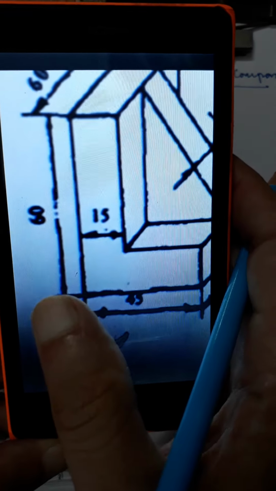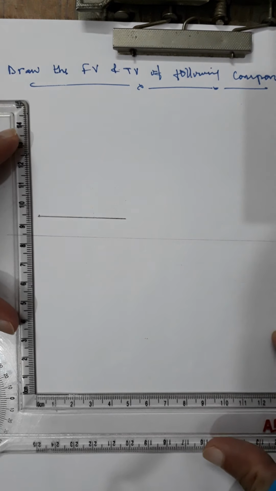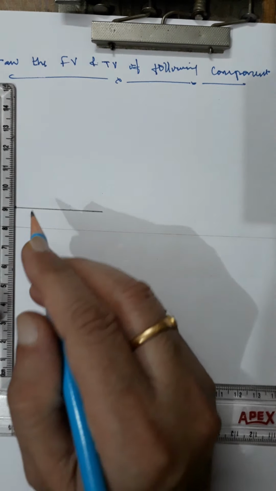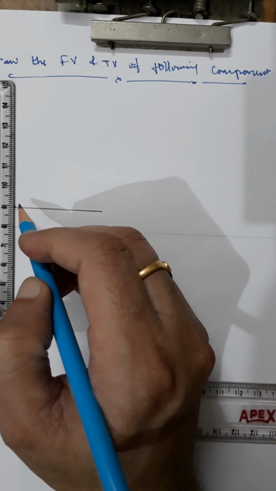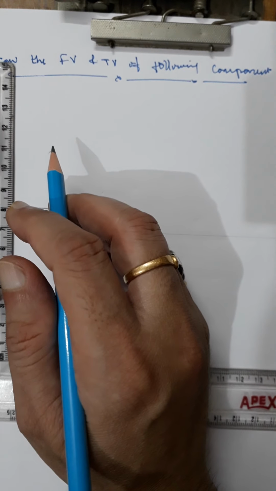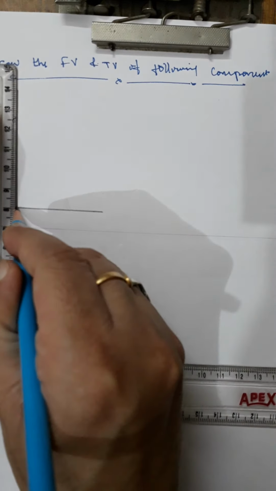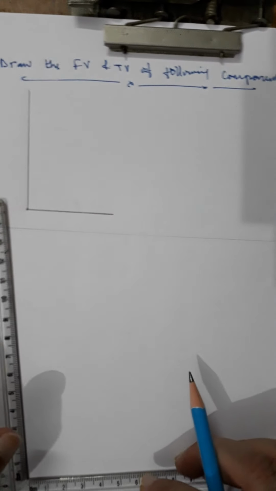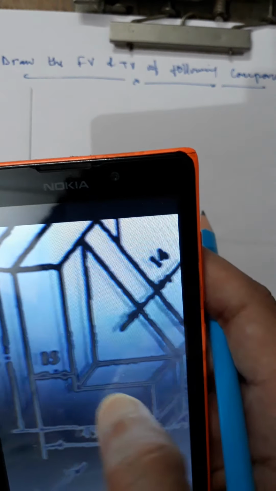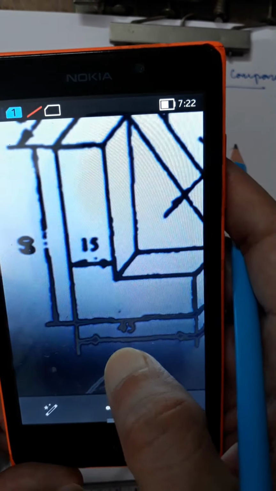Now the vertical line is 60. It is given 60, so I will be drawing this 60 mm vertical line. So this is the length, it is given 60. This dimension, the height is 60 and the length is 45.